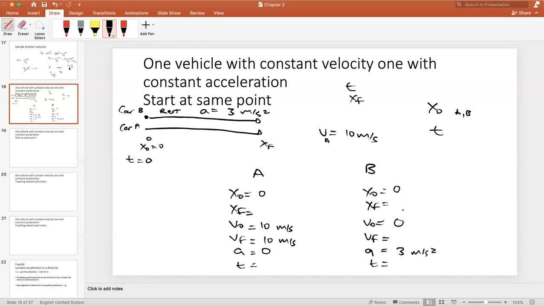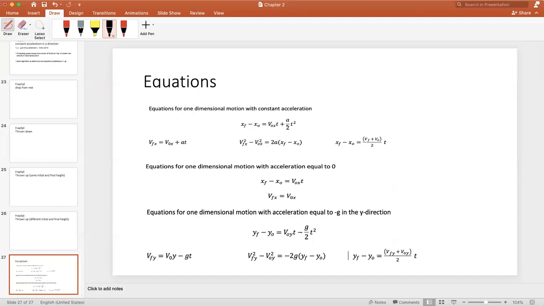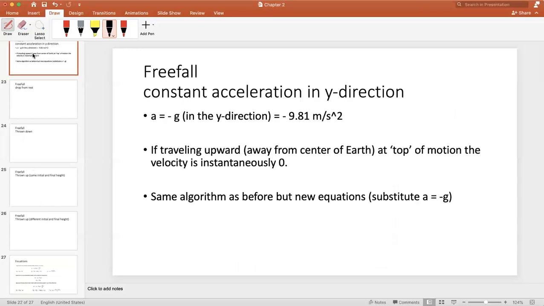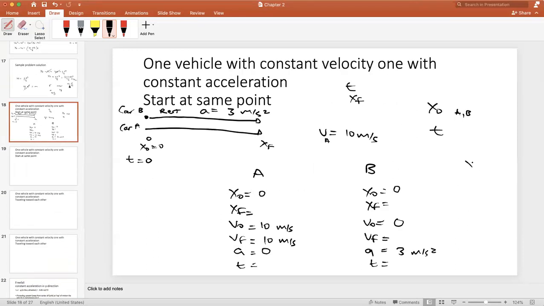Now, before I go any further, remember when we said that if a was equal to 0, we only get these two equations. So let's go back to the problem we're doing, and I'll write those two equations for you right here. We get that for B, x final minus x initial is equal to v final of B times t. And furthermore, we get that v final of, I'm sorry, I'm doing that wrong. I'm being dumb. Sorry, guys.